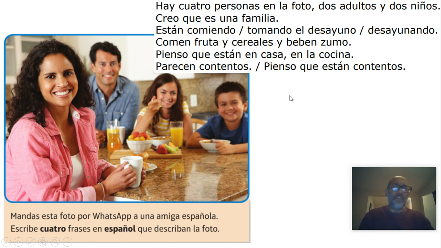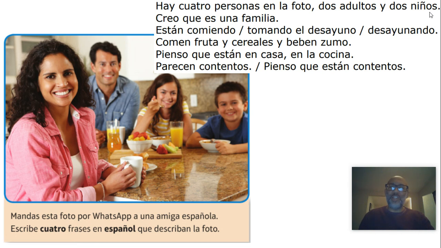So I've got a whole range of possible sentences there, and worth bearing in mind with some of the longer sentences, if you're really struggling to come up with 4 accurate sentences in Spanish, some of these longer ones could be broken into separate sentences. So for example, this first one, there are 4 people in the photo, 2 adults and 2 children. They could have broken that down to say, there are 4 people in the photo, hay 4 personas en la foto, and then another sentence that says, hay 2 adultos, there are 2 adults. Another sentence, hay 2 niños, there are 2 children.